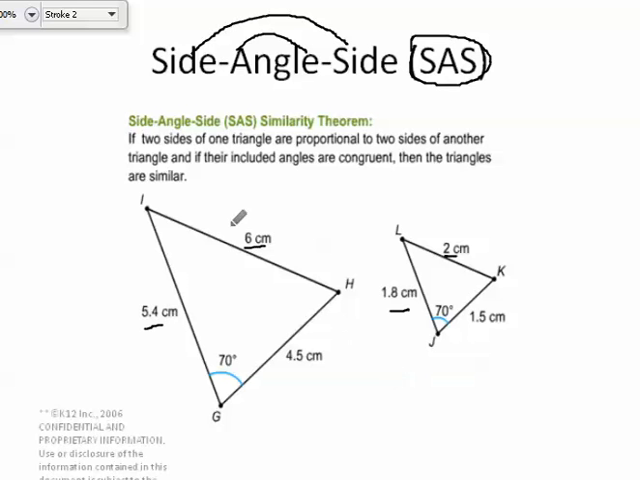Why not? Well, this side and this angle, it's not in between the two sides. I've got to do this side over here, 4.5 and 1.5. That's a 3 as well. Now I've got this side, angle, and that side. I've got to have the angle in between the two sides to make it work. Okay? And I did that across two triangles.